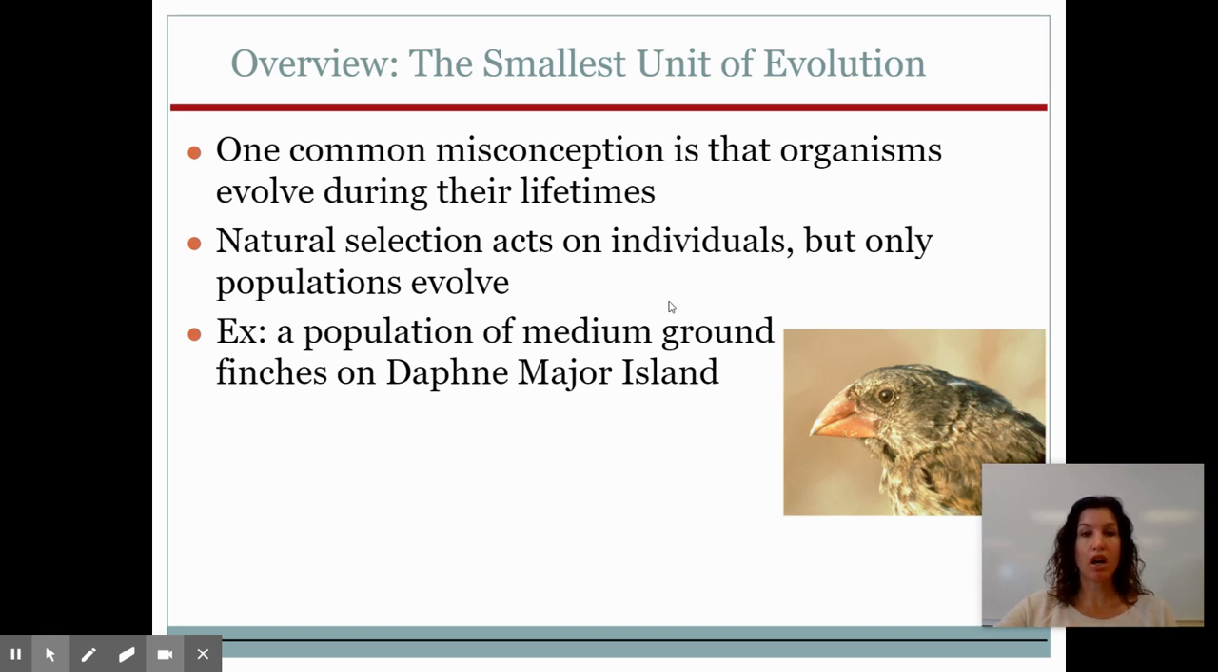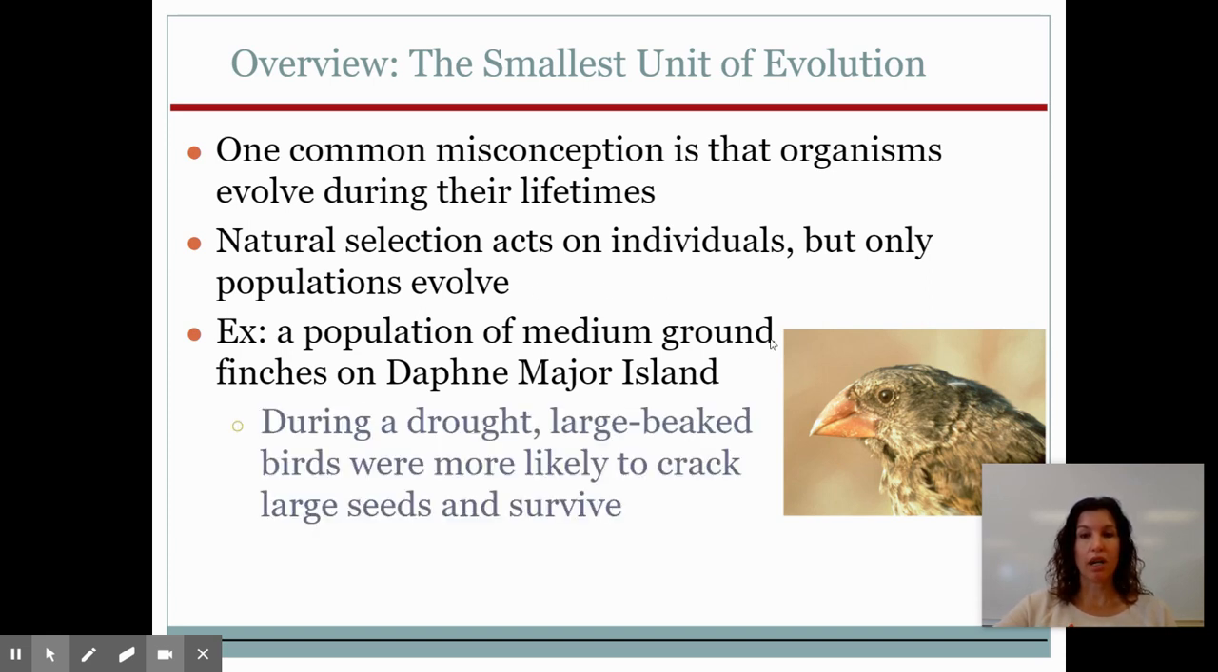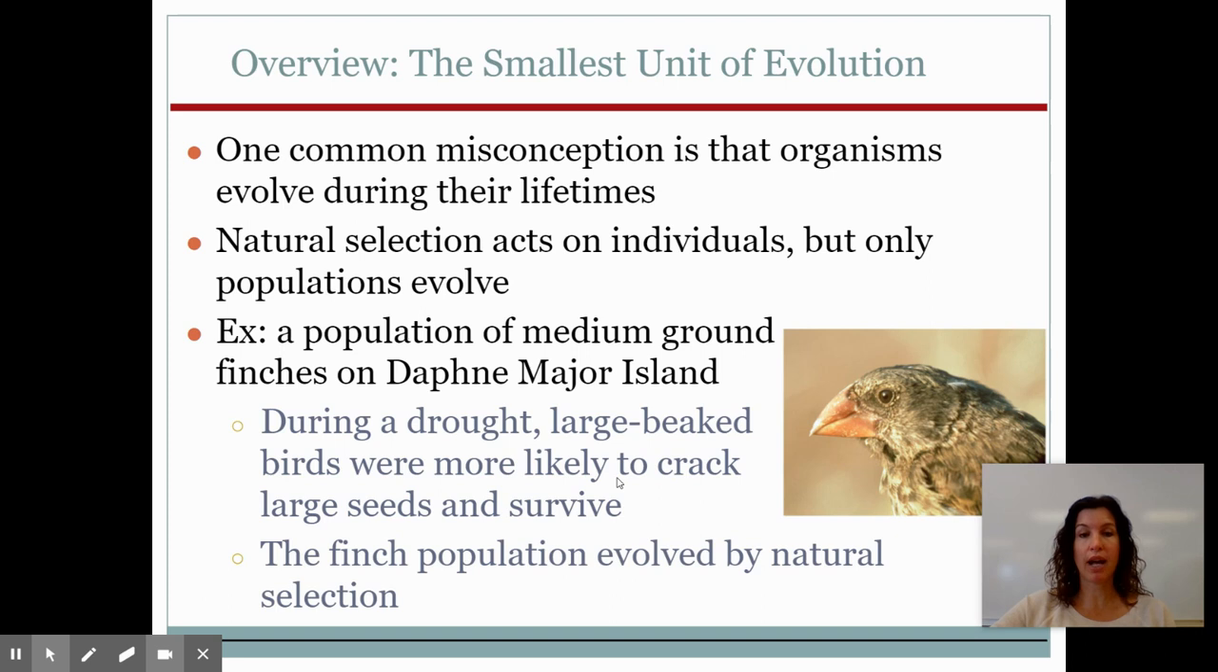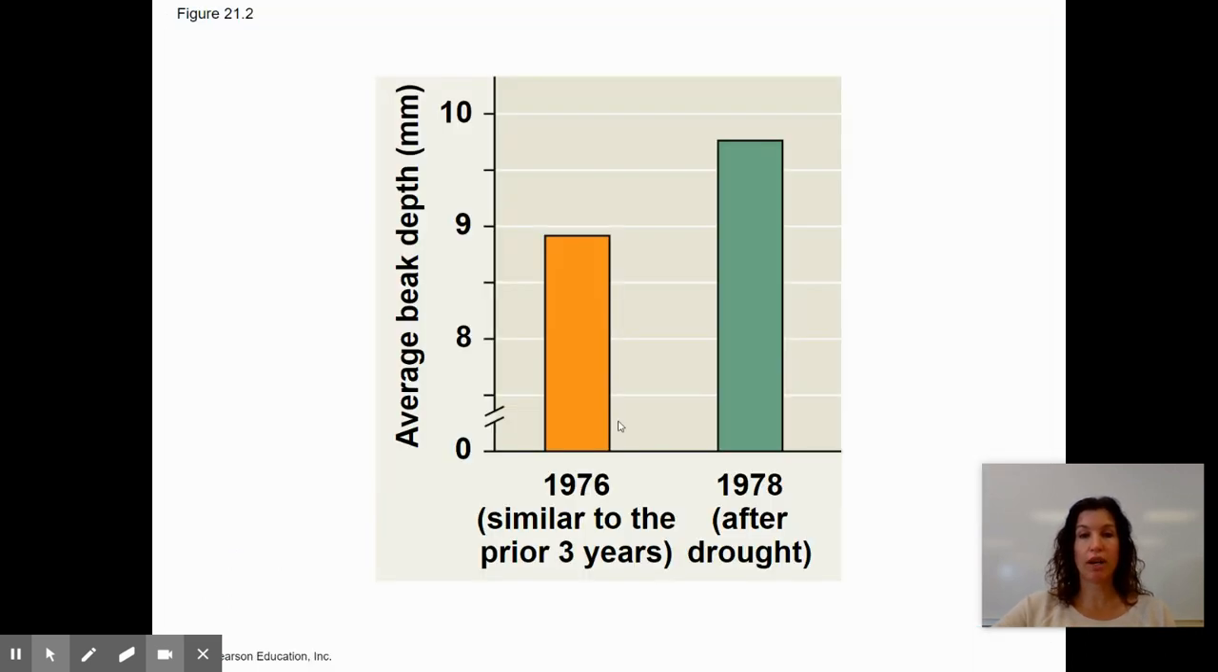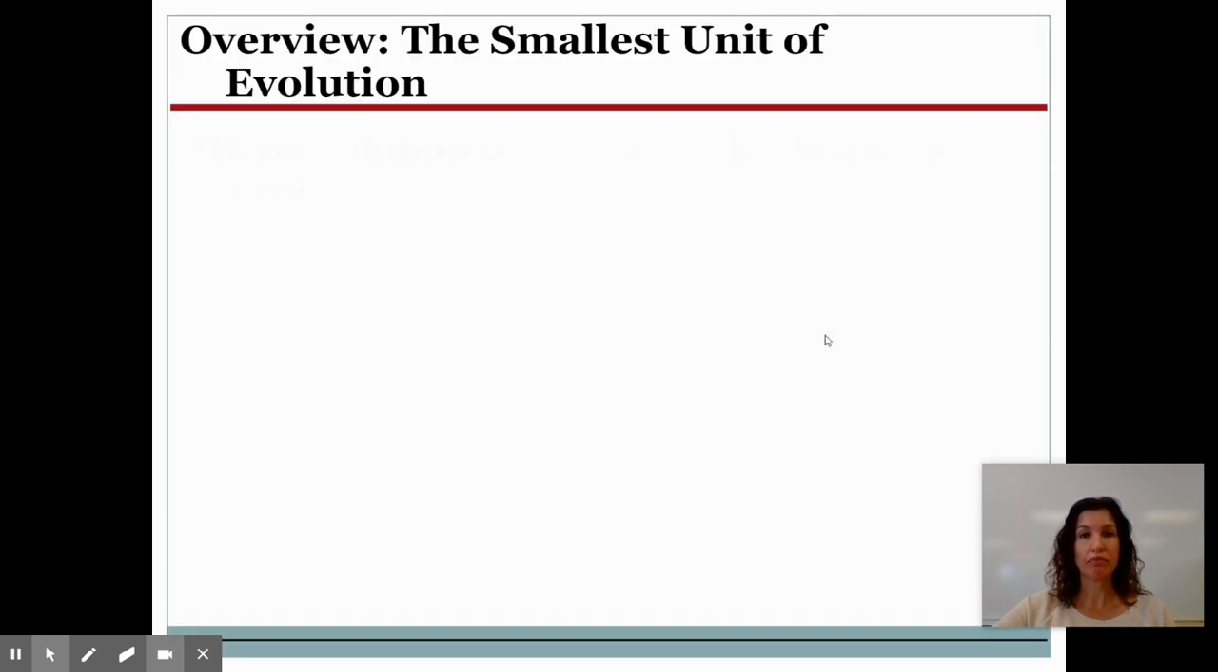So take a population of ground finches on an island during a drought. The large beaked birds were more likely to crack large seeds and survive. So the finch population evolved by natural selection to have larger beaks. You can see from 1976 to 1978, so 2 years, the average beak size increased.